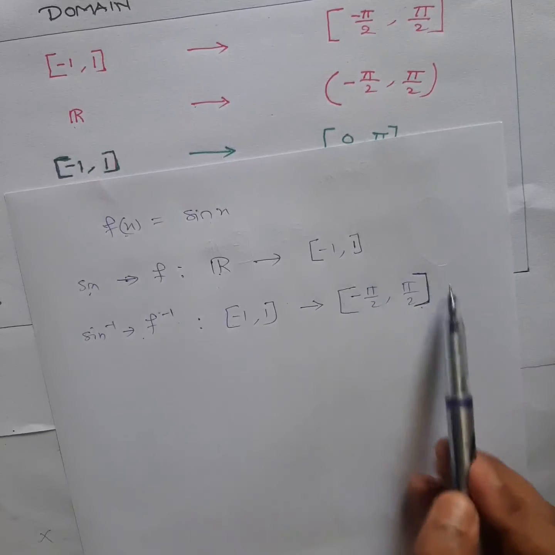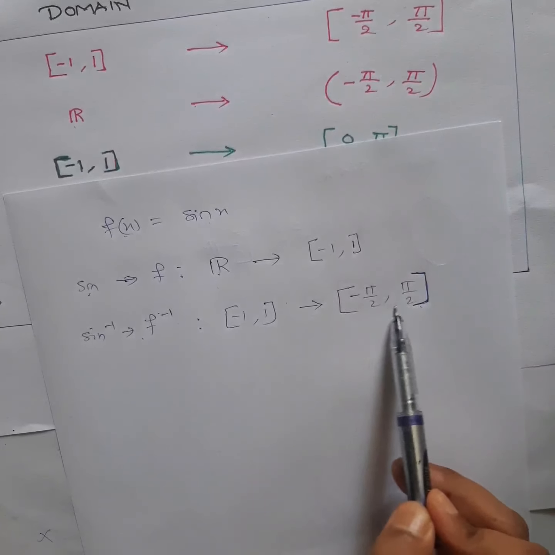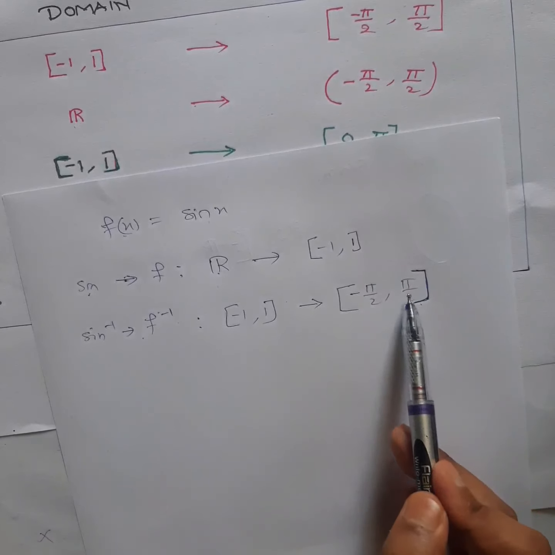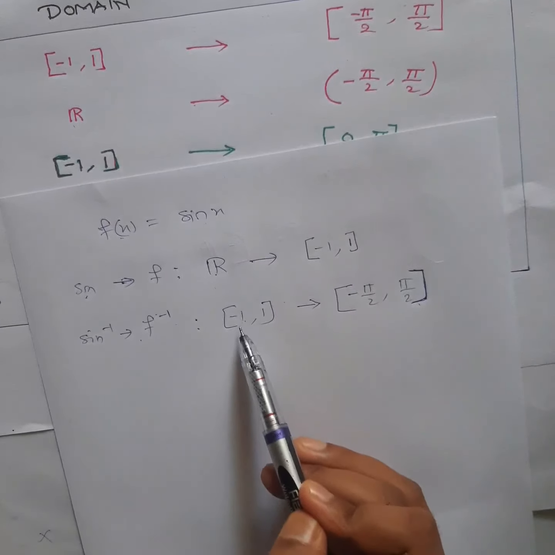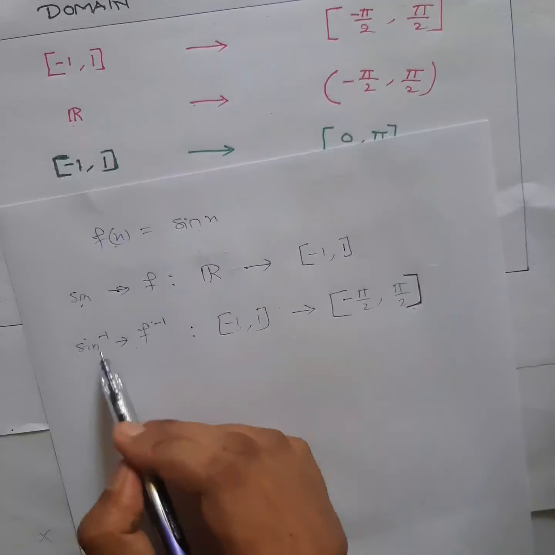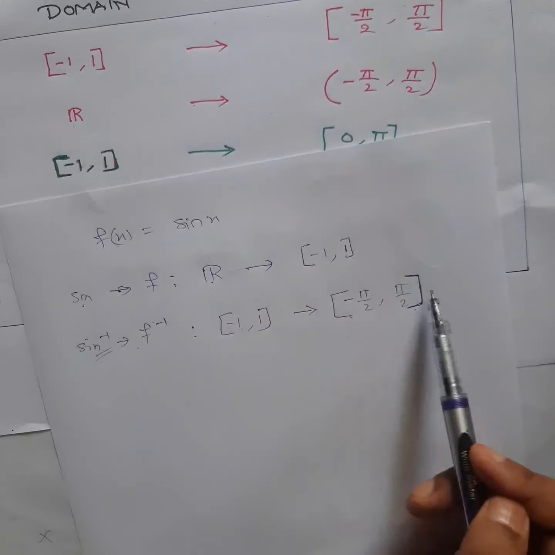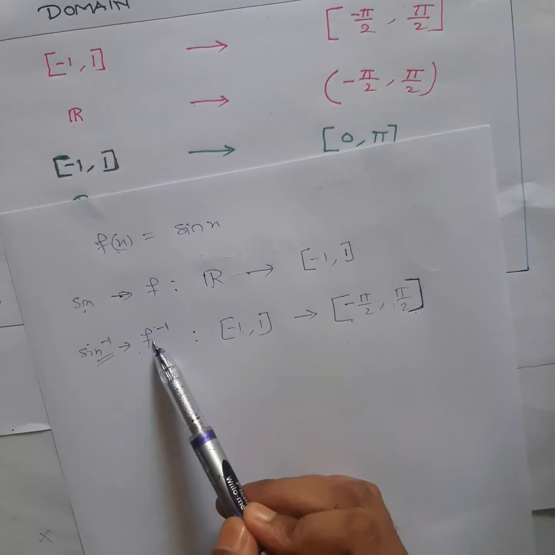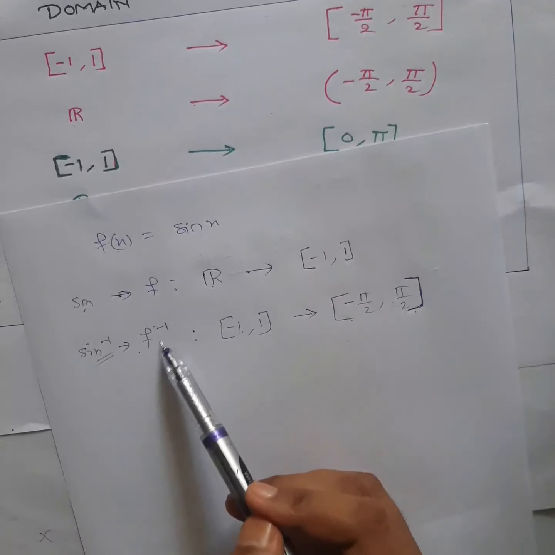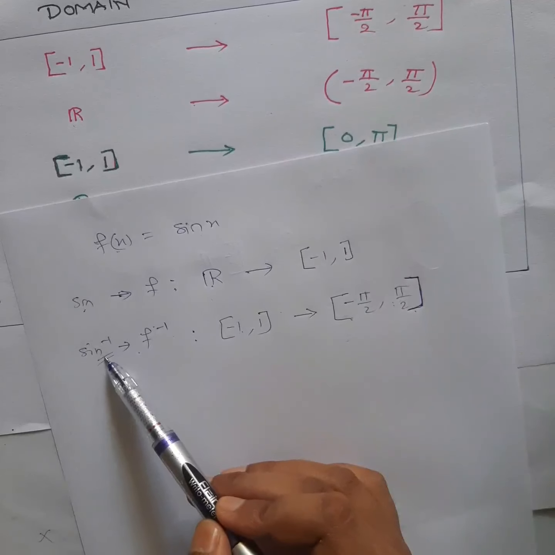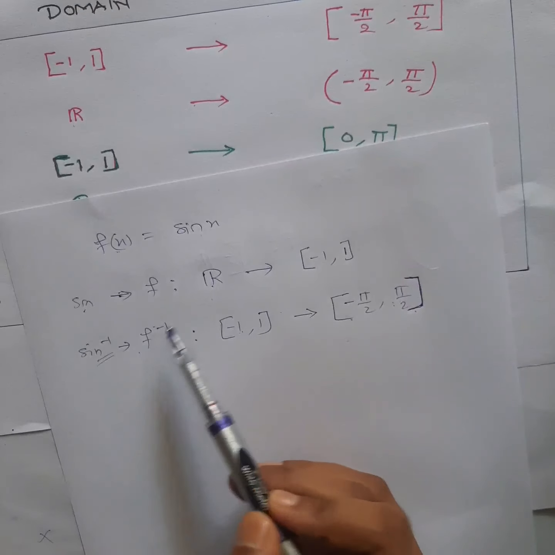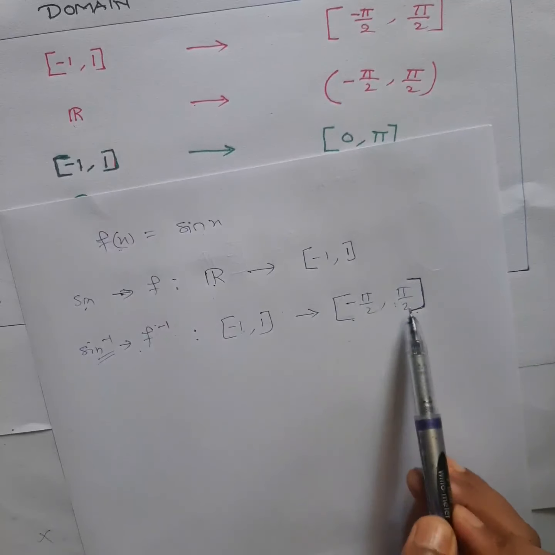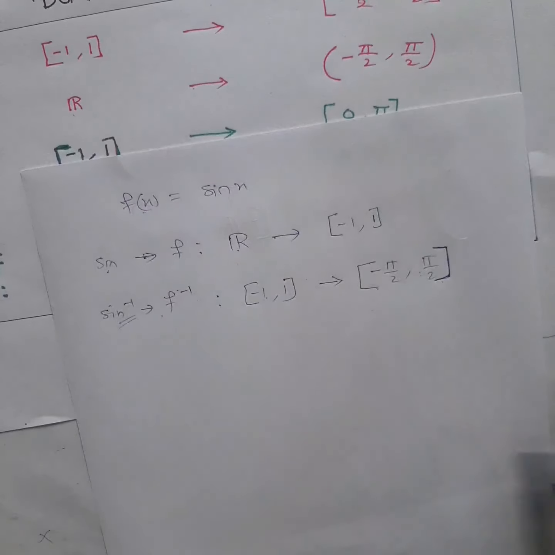I am not taking all the values, and I have already explained why we take only this, not the extra portion. The reason is it will give you the same image. If it gives the same image, it won't be a function anymore. If you take all the real numbers here, then it won't be an inverse function, it will be an inverse relation. But since we are discussing inverse trigonometric functions, you have to redefine this. I've already explained this in my previous video, so you can watch that one.